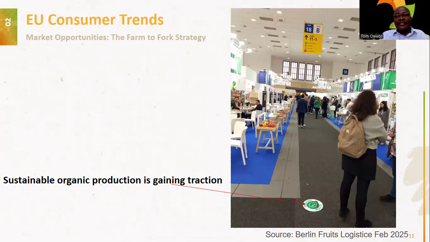Organic sustainability issues are equally gaining traction. If you can see this red line here, it points to something written in blue, which is actually Organic House. This picture was taken at the recently concluded Berlin Fruit Logistica, which ended this month, I think precisely on the 7th. And this is a floor that was taken by one country alone.